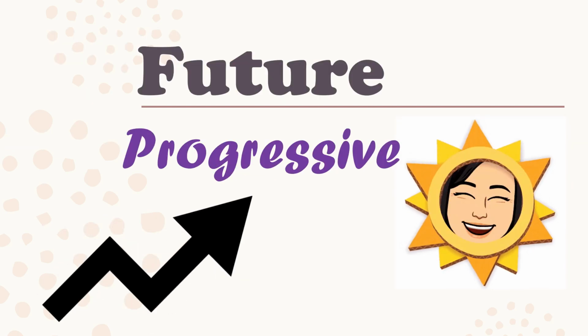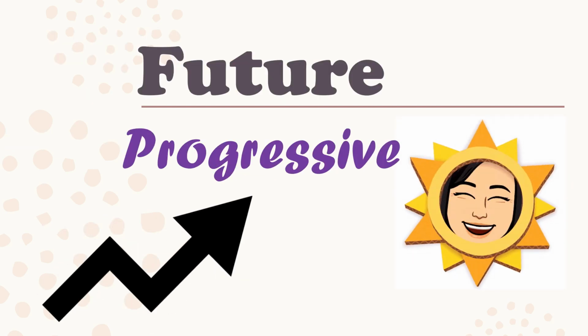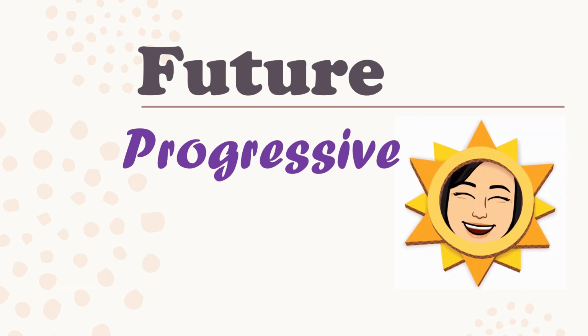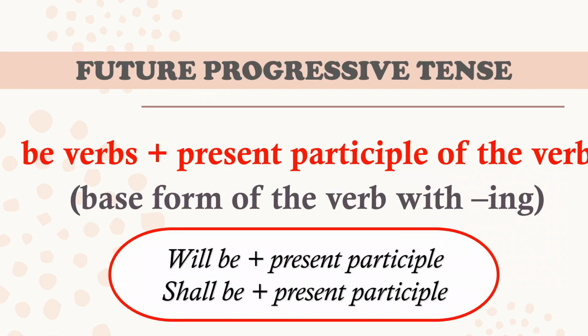Now, let's move on to the future progressive tense. Future progressive is used for an ongoing action that will occur in the future. Now, how to form this? We will use be verbs plus the present participle of the verb. We have will be plus the present participle and also shall be plus the present participle.